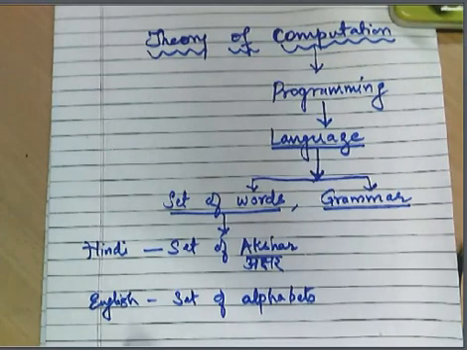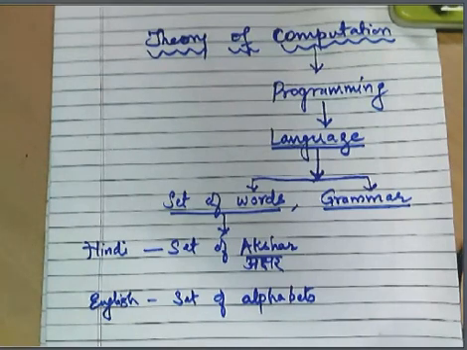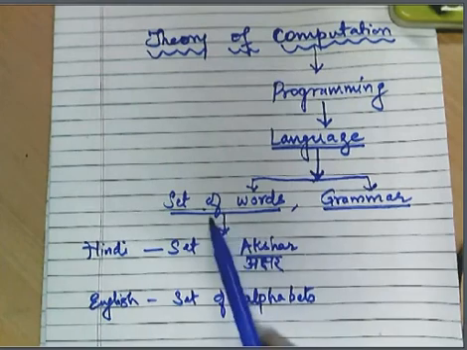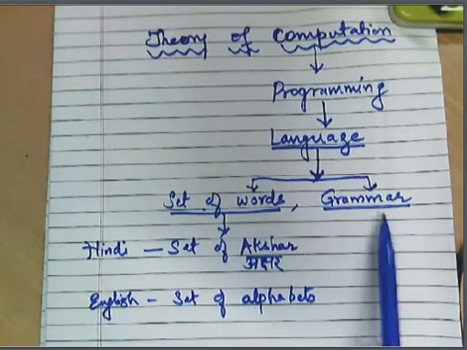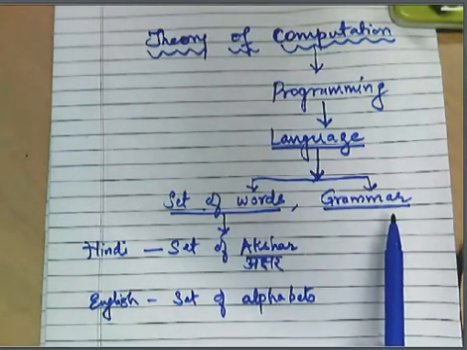So here, when we talk about a language, in this subject we are going to learn about languages which are generated by different machines. And when we talk about a language, we need to have these two pieces of information: what will be the set of words in that language, and what is the grammar rules.